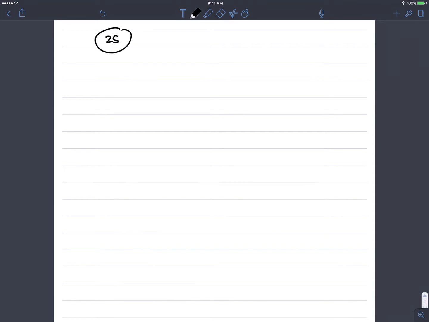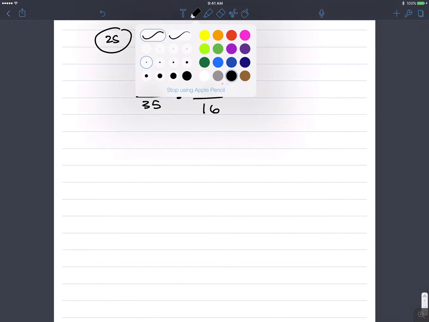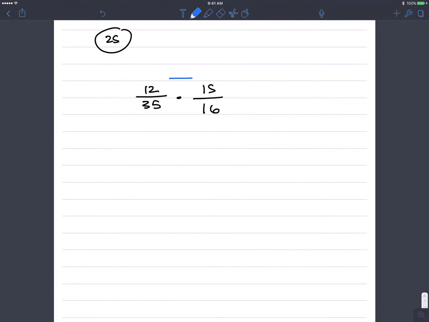Okay, number 25. 25 here is the product of two fractions. 12 over 35 times 15 over 16. Now remember what we said here. When you multiply fractions, you multiply horizontally across. So that means I have 12 times 15 over 35 times 16.